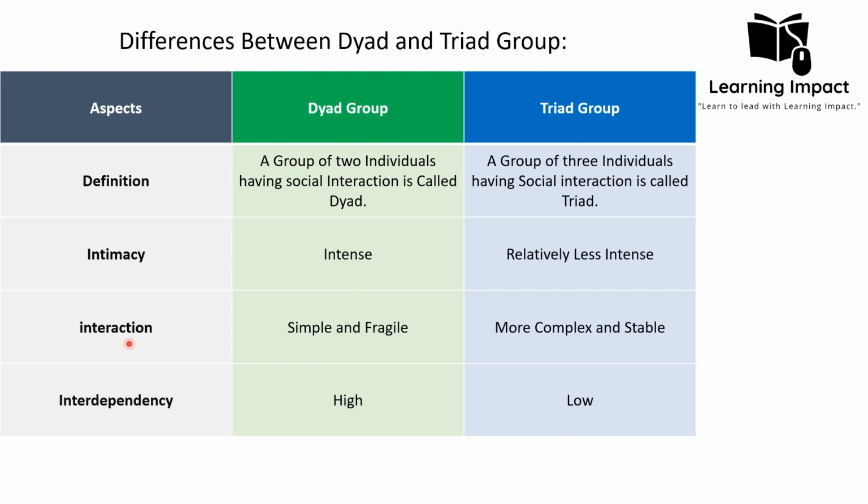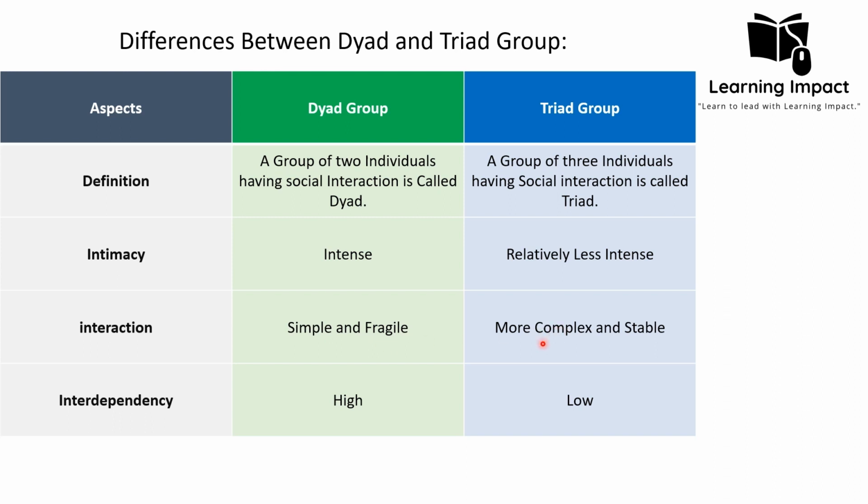Then interaction. Dyad group interaction is mostly simple and fragile. Why is it called simple? Because it has only two members, as we discussed, so there are only two perspectives involved, so it is easy for members to understand each other. Why is it called fragile? Because if you introduce a third member into a dyad group, this group will break down and the social interaction and the privacy will be disturbed. So that's why it is considered more fragile.